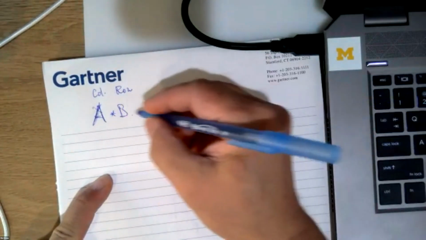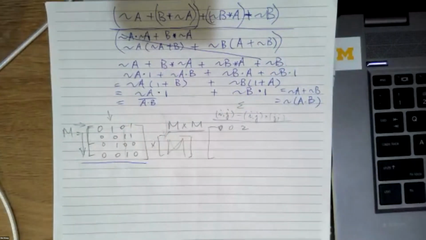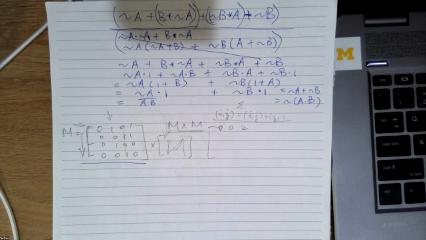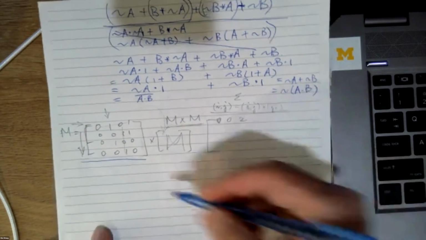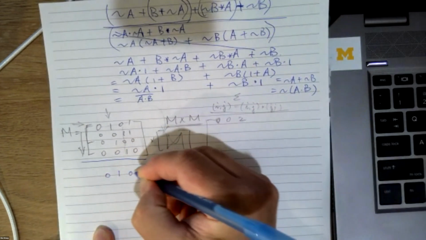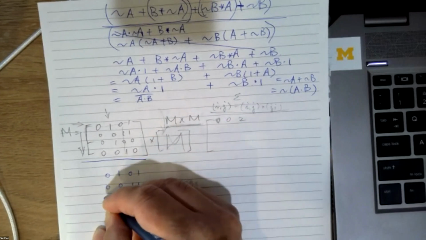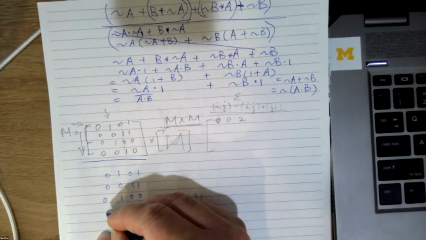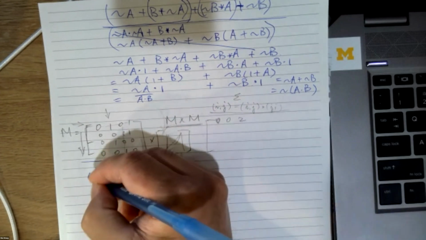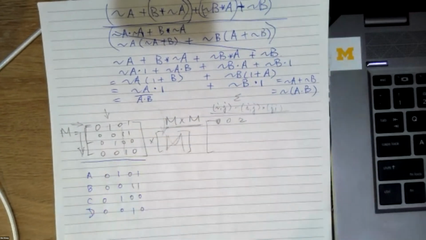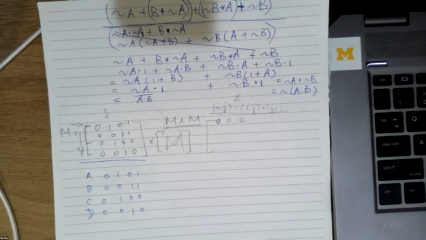We're doing M times M. So I got M up here, M is this matrix. To do M times M, we're doing basically this: 0, 1, 0, 1, 0, 0, 1, 1, 0, 1, 0, 0, 0, 0, 1, 0. This is A, B, C, and D. If there's a 1 there, that means there's a connection between node A and node B. In this first row, A to A, no, we don't count that. A to B, yes. A to C, no. A to D, there's a connection.